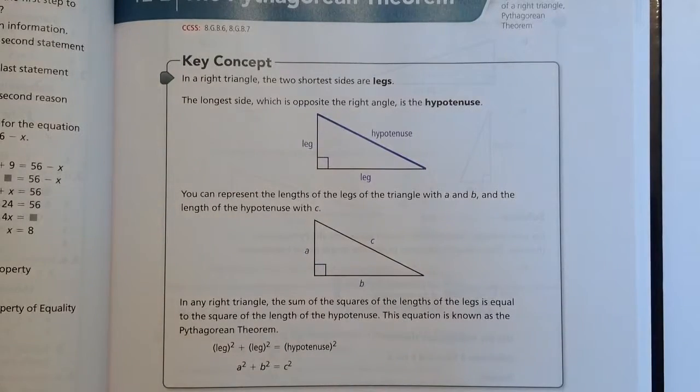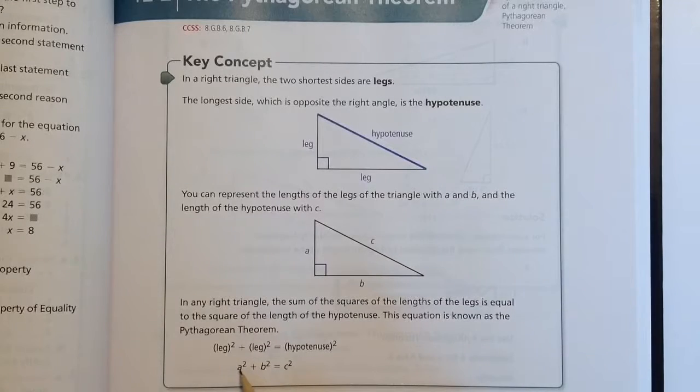This equation is known as the Pythagorean theorem. So it's leg squared plus leg squared is equal to the hypotenuse squared, or A squared plus B squared equals C squared. So this is the Pythagorean theorem. A squared plus B squared equals C squared, and you're going to need to memorize that.